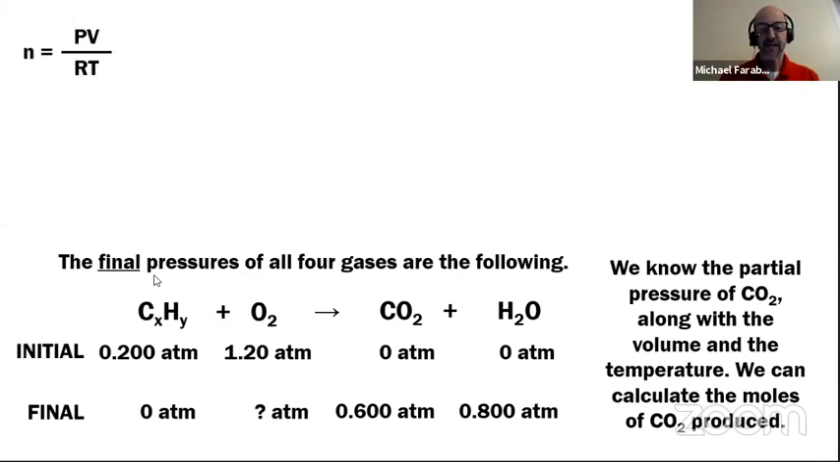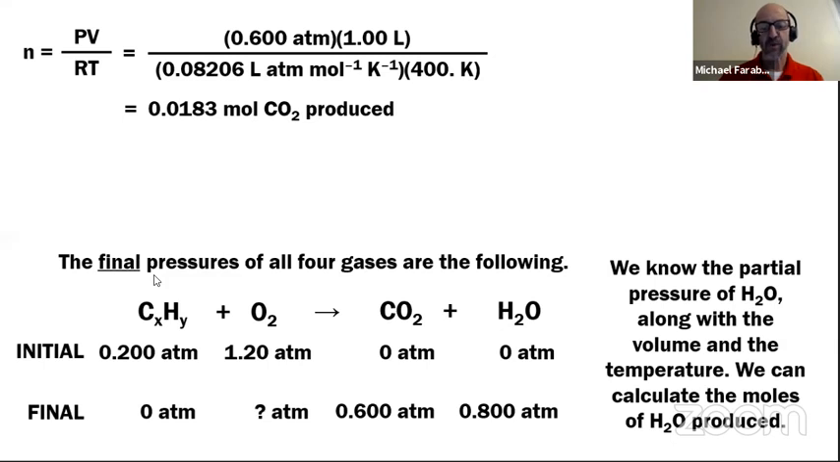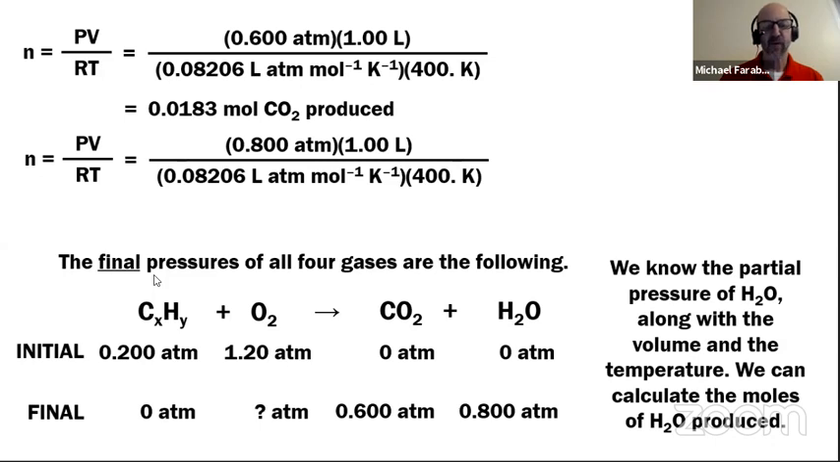So let's go ahead and start with that. Let's use the same n equals PV over RT. We'll plug in the pressure of the carbon dioxide, the volume of the container, which is still 1 liter, the ideal gas constant, again, with atmospheres, and the temperature in Kelvin. So this is how many moles of carbon dioxide were produced if I do that math, 0.0183. Well, I can do the same thing for the water. We know the partial pressure of the water is 0.800 atmospheres. So I can solve for moles in a similar way. So I get 0.0244 moles of water.